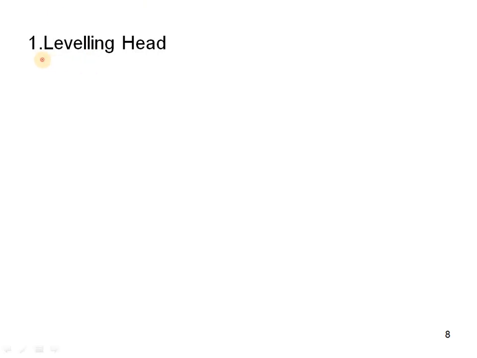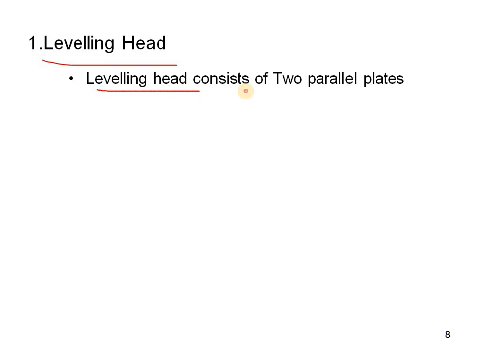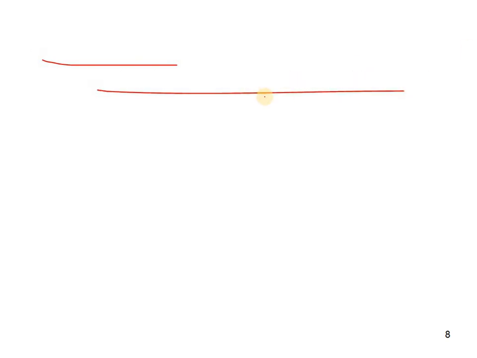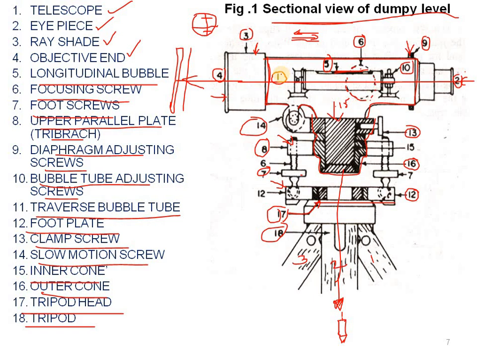So first one is leveling head. So what is leveling head? This leveling head consists of two parallel plates. So where is the leveling head? It is there. This is the number 1. Okay, number 1, telescope portion.